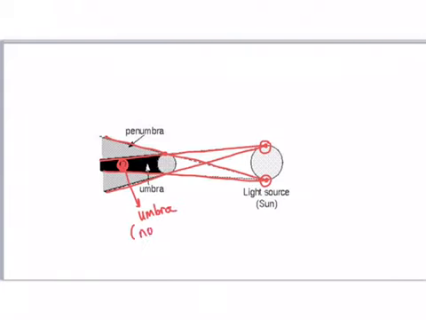In umbra there is no light reaching, and in the outer circle some of the light reached and some didn't, which we call penumbra.